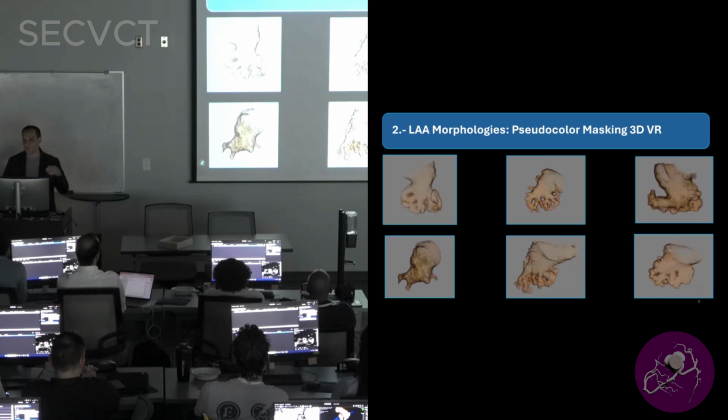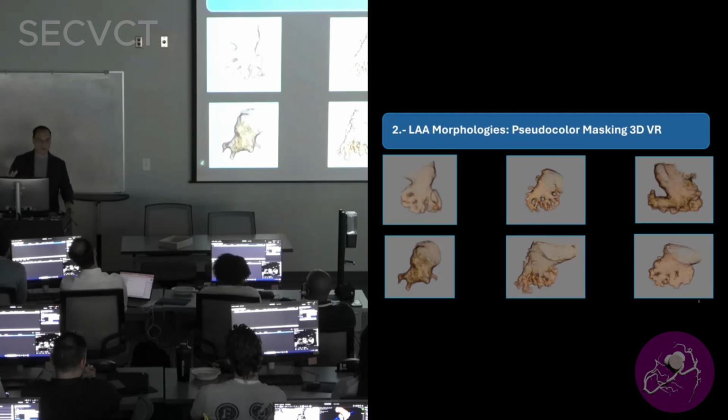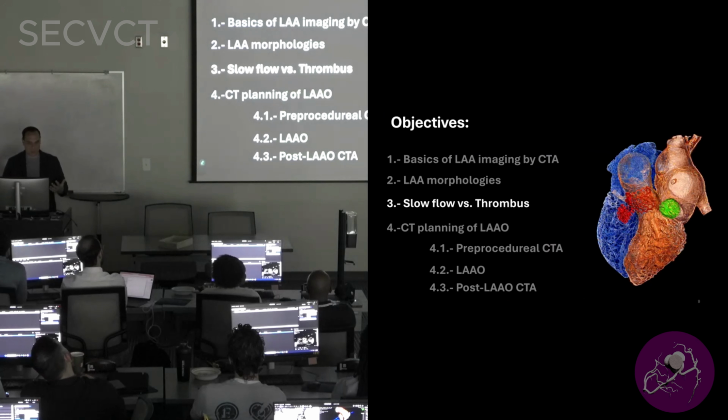And this is something that I have now grown into the habit of doing with every single case. In my TeraRecon station, I do a 3D volume render pseudocolor masking to get a better idea, which I then share with my interventional and structural colleagues. And we have a notion of what we're going to be seeing intraprocedurally.